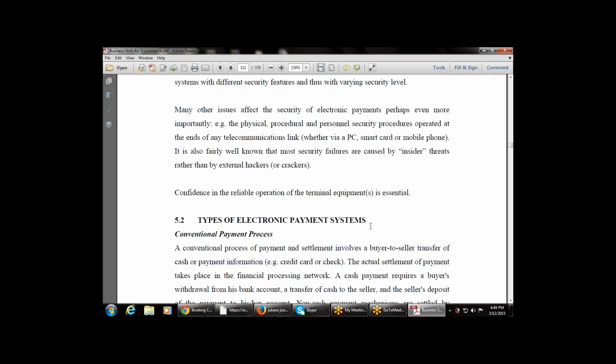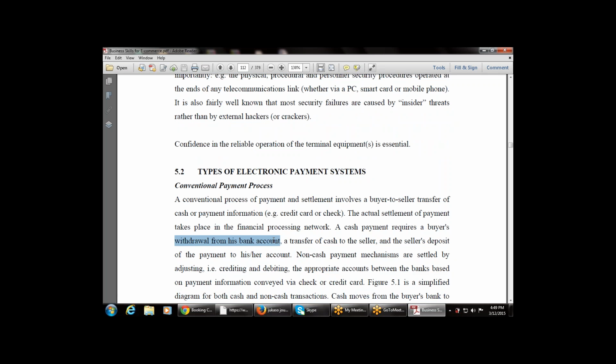A cash payment requires a buyer's withdrawal from his bank account, a transfer of cash to the seller, and the seller's deposit of payment to his or her account. That is a conventional system.